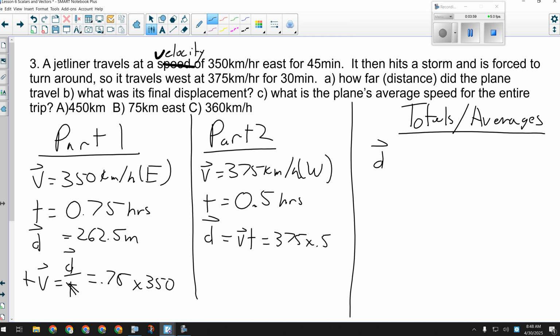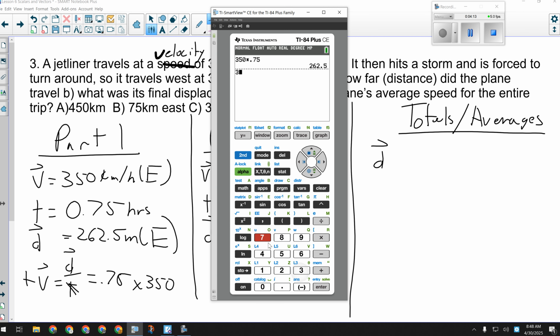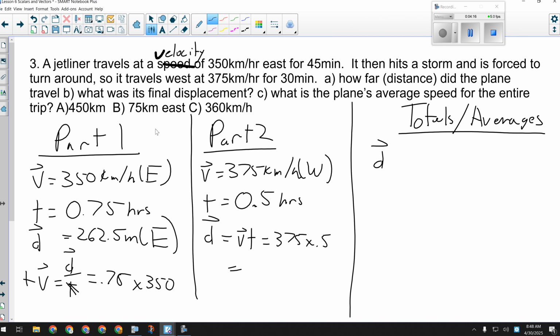Degrees is sometimes a direction. Okay, in this case, I was flying east, so I must be displaced east. That's going to be important in a minute. Okay, so I'm going to do this calculation, 375 times 0.5. Okay, so 187.5. Sorry, that's kilometers. 187.5 kilometers west. Okay, this plane backtracks on itself. First it flies east, then it flies back the other way.